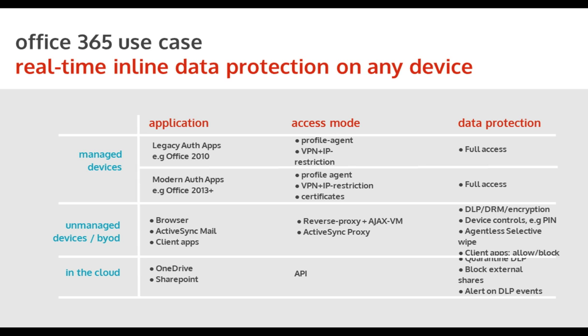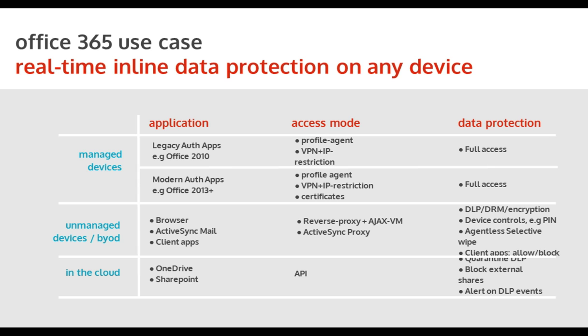A typical use case for Office 365 that we would see is, so this matrix defines some of the access control things that you can do. For example, most companies when they start moving to Office 365 will typically have legacy Office applications like 2010. And then over time, they migrate to the more modern 2016, 2013 Office applications which support modern authentication. But you do want control over all of them.